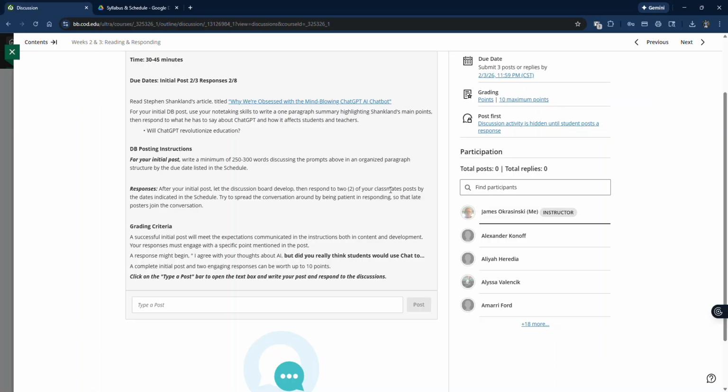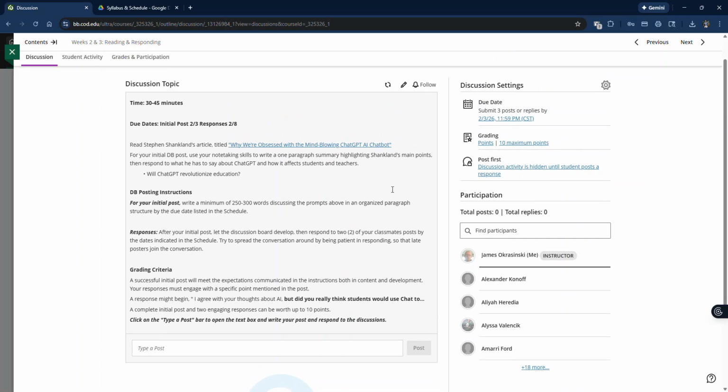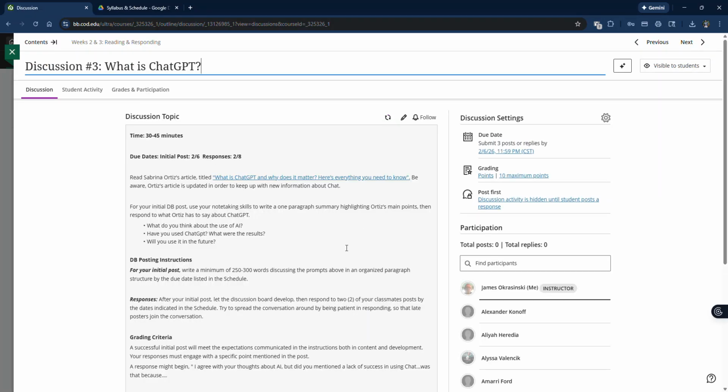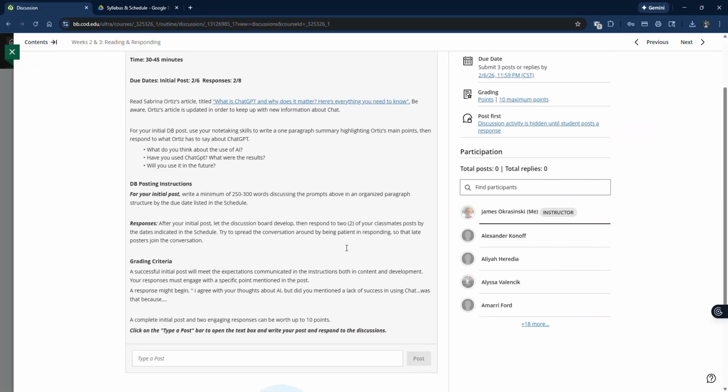So the first discussion board, due I believe on Tuesday, is a summary of why we're obsessed with the mind-blowing ChatGPT. Stephen Shanklin's article is the first prompt there. You can follow along with the instructions here. The next discussion board, due on Friday, is Sabrina Ortiz's article about ChatGPT. Same thing, read it and provide a 250-word summary. Two responses accompany both discussion boards. Those are due Sunday.